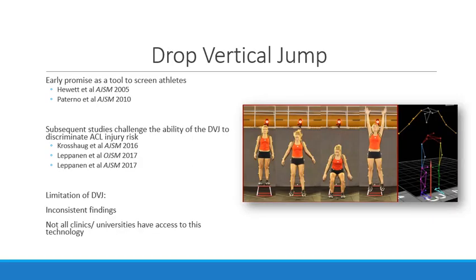There are also functional tests that are used to discriminate injury risk in athletic populations. The drop vertical jump is one test that has been promoted as a screening tool. It has showed early promise as a tool to screen athletes. However, many subsequent studies challenge the ability of the drop vertical jump to discriminate ACL injury risk. So the limitations of the drop vertical jump are the inconsistent findings, and not all clinics or university settings have access to the motion capture technology.